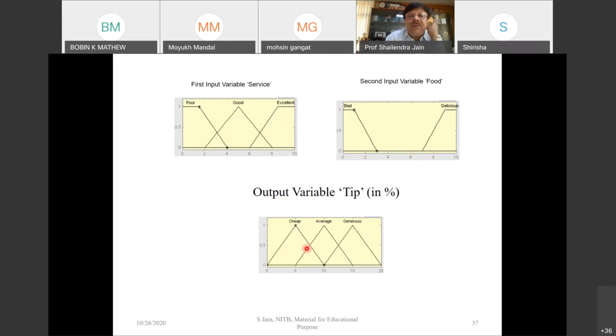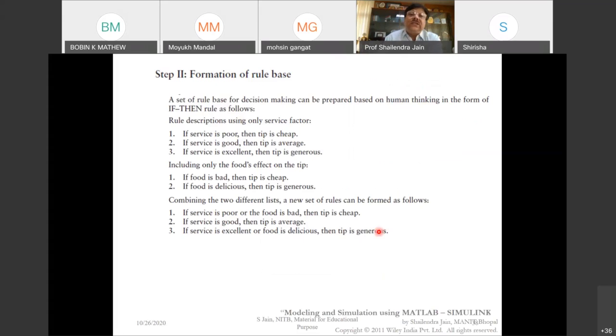Similarly for the tip, it may be cheap, average, or generous. So I've shown you different types of membership functions: triangular, trapezoidal, Gaussian, Gauss-Bell. Generally, based on our experience, we will choose these membership functions. Then we'll form the rule base using the if-then rules.